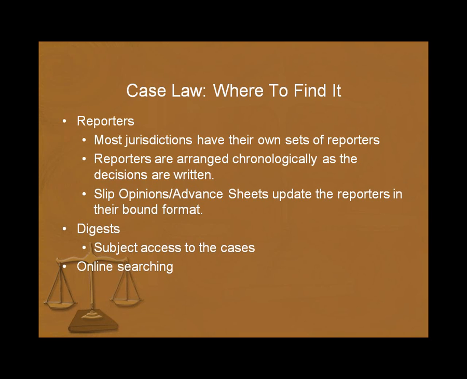The paper volumes are updated with slip opinions or advance sheets, little paperback, softbound volumes that accompany or come after the reporters until there are enough decisions to actually publish a whole new volume. The digests are the tools that we use to access court decisions as keyword access or as subject access. So we're going to look at a couple of those, and of course we'll look at online searching as well.